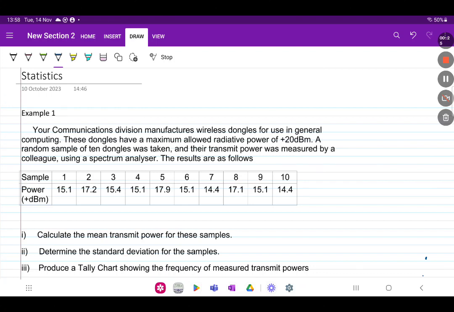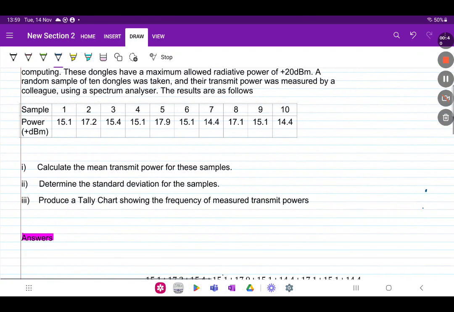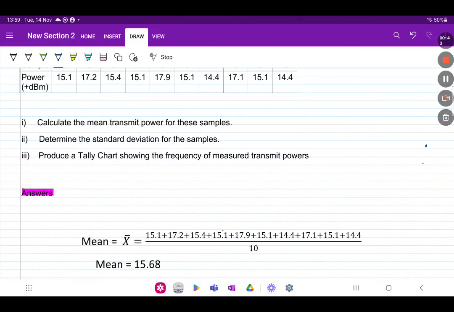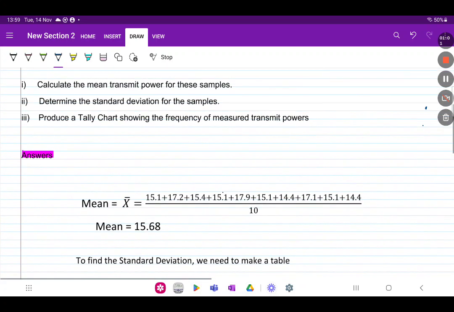And most of us have learned in school how to find out the mean or the average, yeah? So we're gonna add all the numbers together and divide by how many samples. So the formula for mean is, as you can see, we add all the numbers and divide by 10. And it will give us 15.68. From now on, I'm gonna call the mean x bar, okay? So mean is x bar.